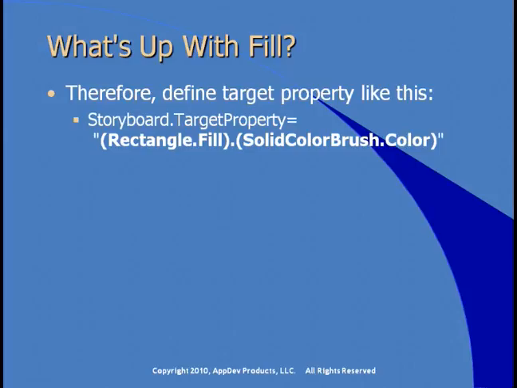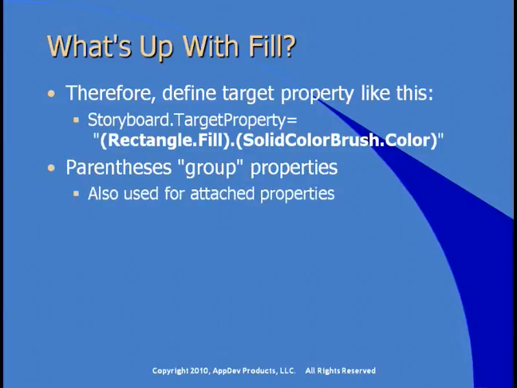Now I've put them both in parentheses to indicate that rectangle.fill is one property, and a property of that property is solidColorBrush.color. So you get this strange syntax. The parentheses group the properties, and you also use the same syntax for attached properties. Basically, any place you want to indicate that a complex expression contains a single property, you put it in parentheses so the parser can understand it. Given all that information, let's look at an example that will animate the color of a brush that provides the fill for a rectangle.